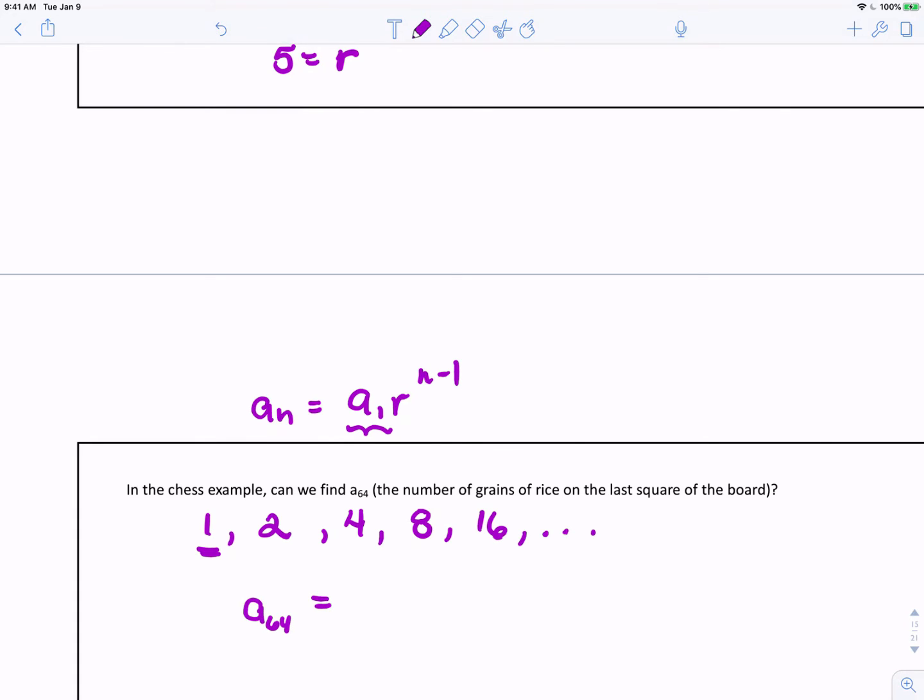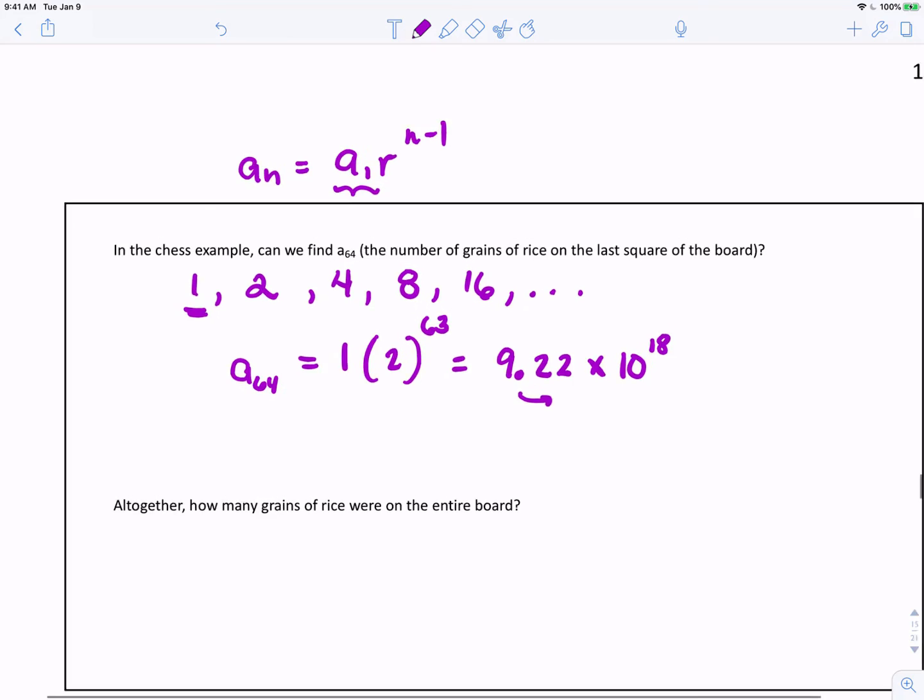So we're interested in the 64th term. That would be equal to the first term times r, which is 2, to the 64 minus 1, which is 63rd power. So just on that last square in the chessboard, it's such a large number, our calculators write it in scientific notation, 9.22, I'll just estimate it, times 10 to the 18th power, which means take this decimal point and move it to the right 18 places. So you can see that's quite a few grains of rice.